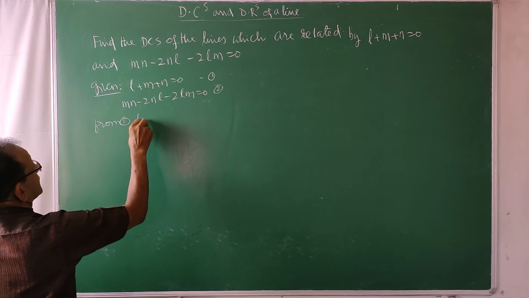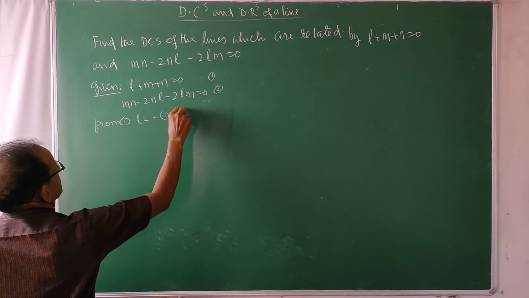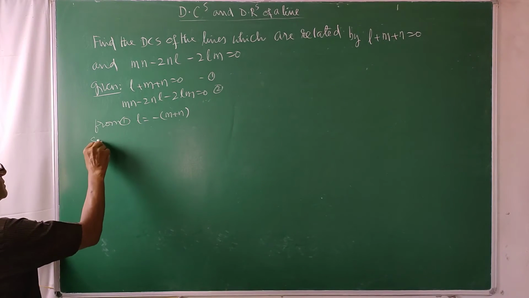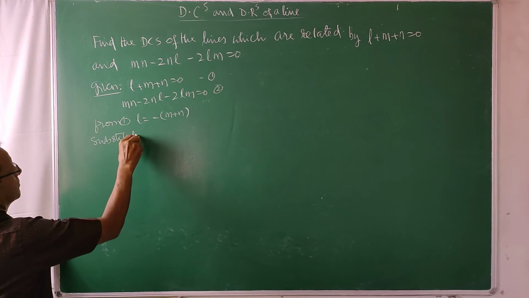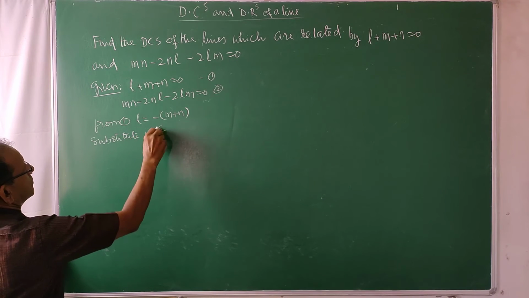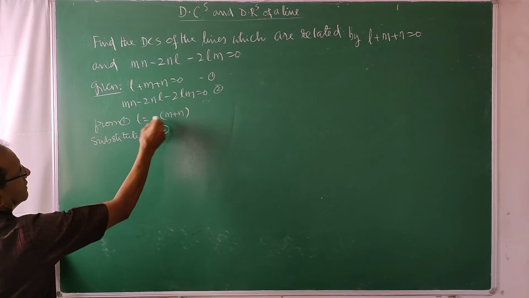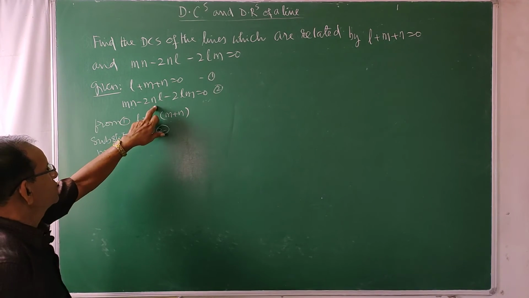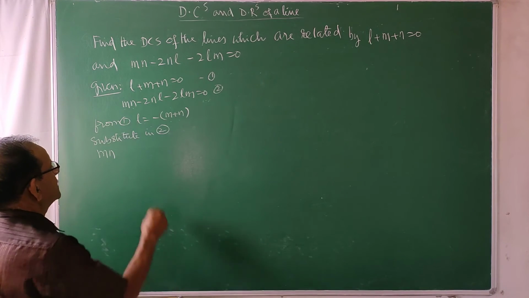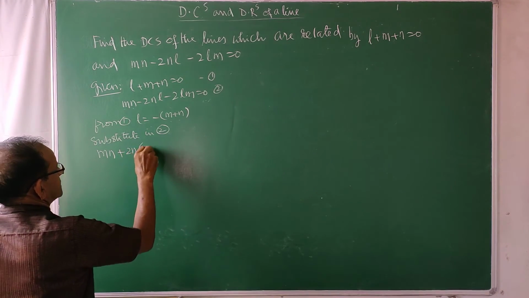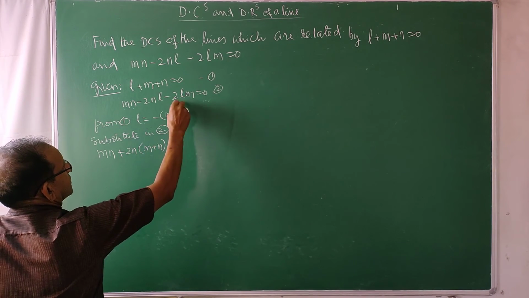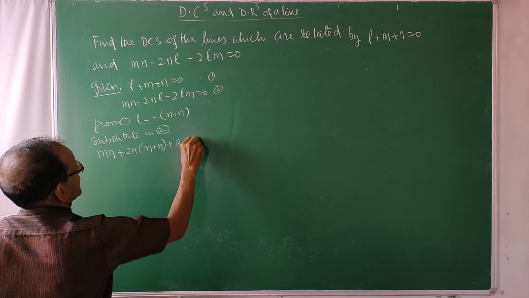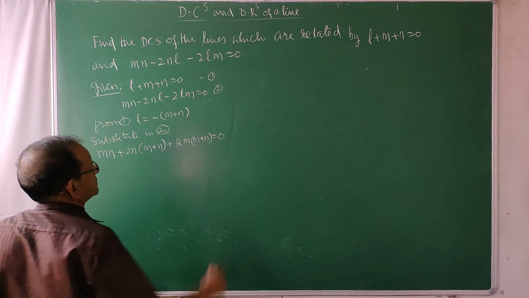L is equal to minus of M plus N. Substitute this in the second equation. Wherever there is L, we have to write minus of m plus n. So mn minus 2n into L, L is minus of m plus n, so you will get plus 2n into m plus n. Here minus 2m into L, again this will become plus 2m into m plus n equal to 0.